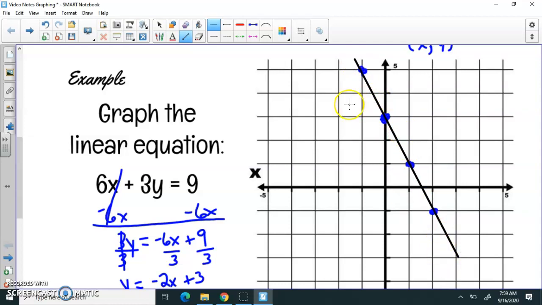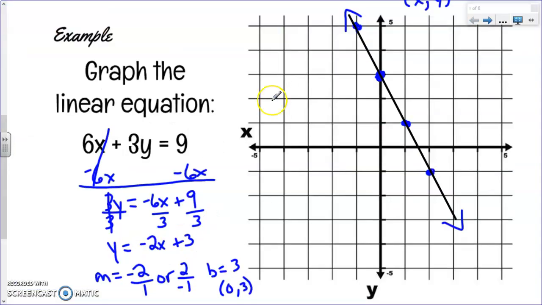So you want to extend your line past the points, and this line does not stop just because this graph stops, so we want to put arrows on our line. So that is how we're going to do those graphs. You should try to get a straight edge. You can use the side of your calculator or notebook and make your line straight.